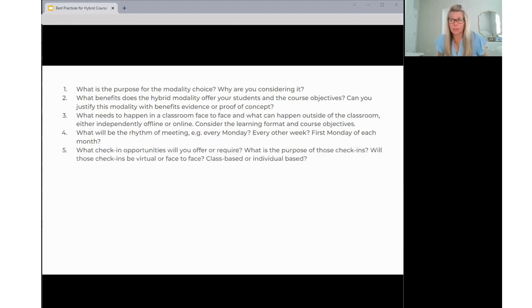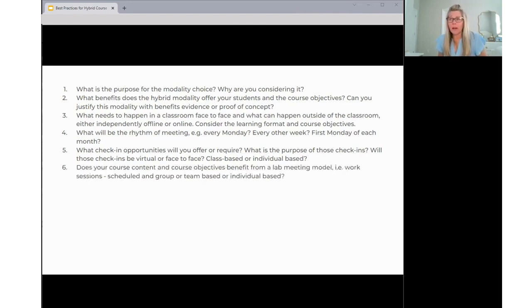What check-in opportunities will you offer or require? What is the purpose of those check-ins? And will those check-ins be virtual or face-to-face, class-based or individual-based? So again, are you bringing students together? How often will you have check-ins throughout the week when you're not meeting? What do those look like? Are they online discussions? Are you in there communicating with them? Are you posting announcements? What are students doing to get that student-to-student interaction when they're not meeting in the classroom? Those are all things to think about.